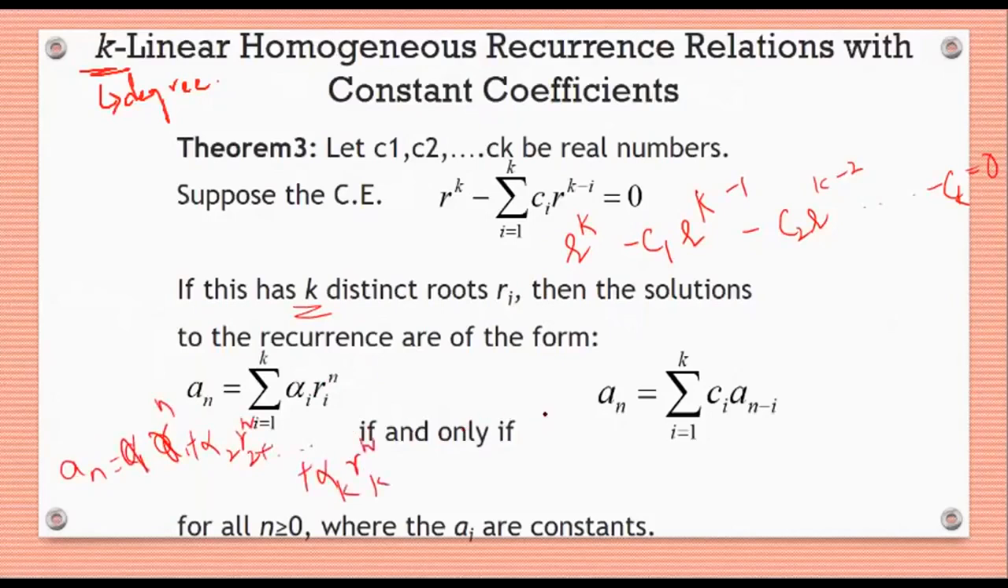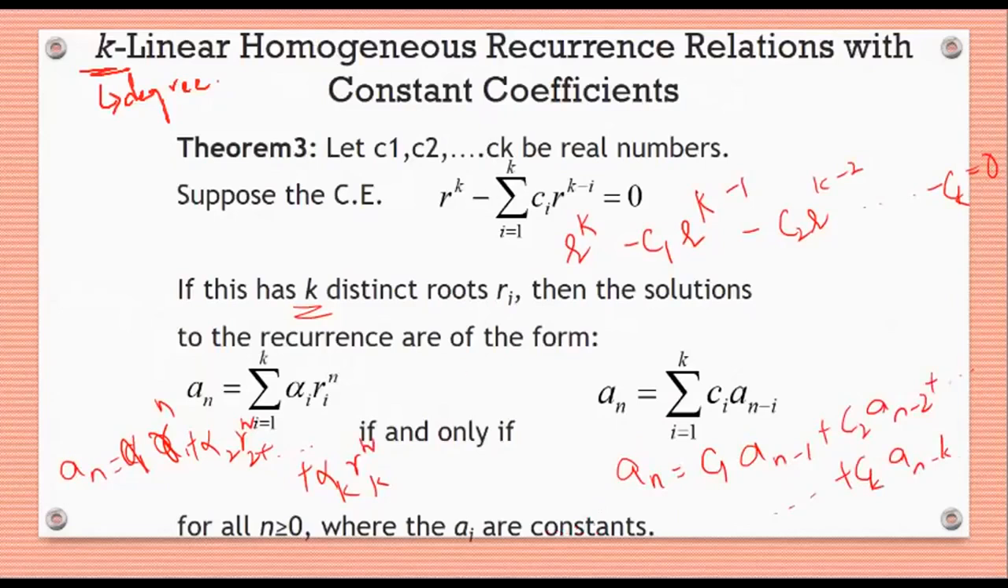If and only if, what should be your characteristic equation? The recurrence relation will be An is equal to C1 An minus 1 plus C2 An minus 2 and so on up to Ck An minus k, where alpha 1, alpha 2 up to alpha k are all constants. Now based on this, let's see a problem.